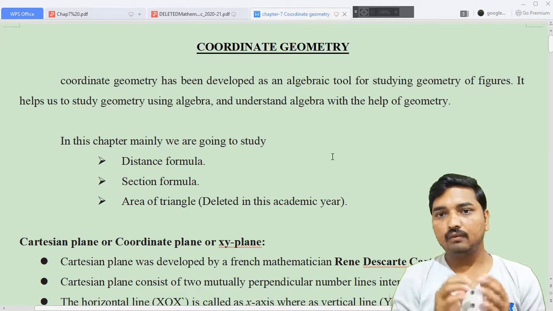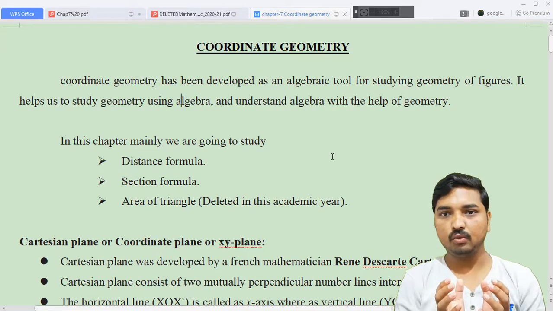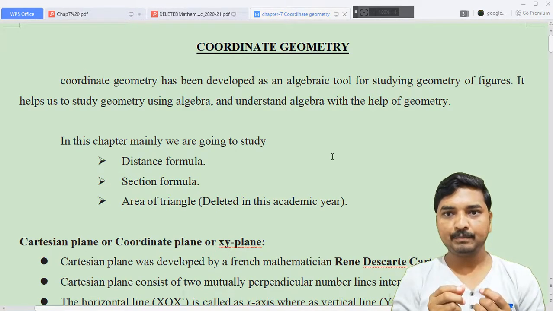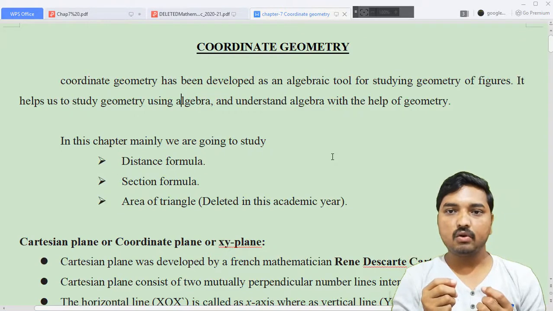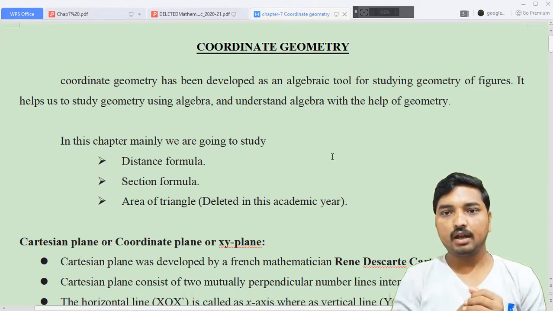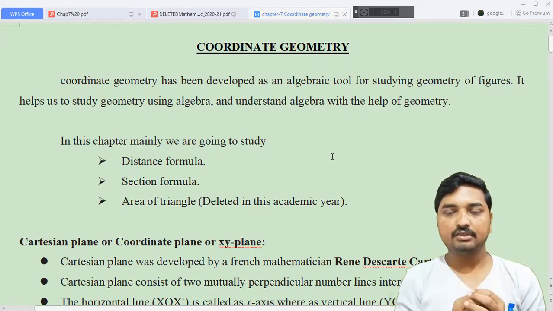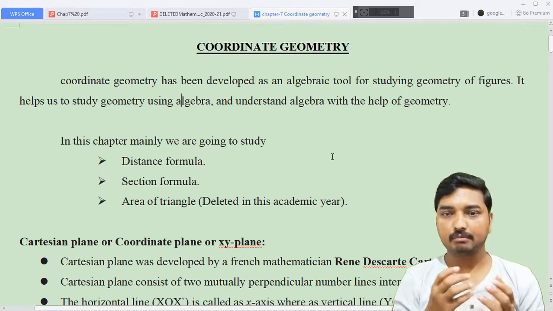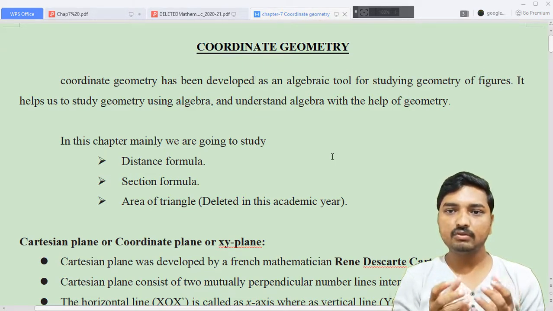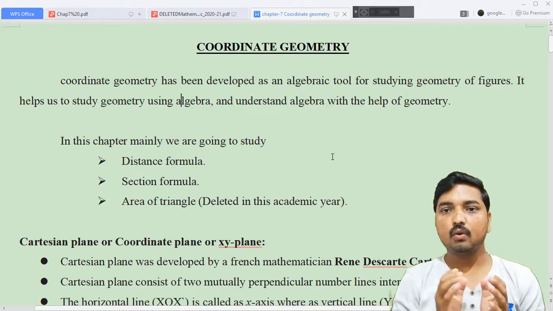Now if we combine both algebra and geometry, we are going to make use of algebra to study geometry. If we apply algebra to study geometry, it will be very helpful for doing problems and for understanding. When we use the concepts of algebra and geometry together, it forms a new branch of mathematics. The branch is called coordinate geometry.